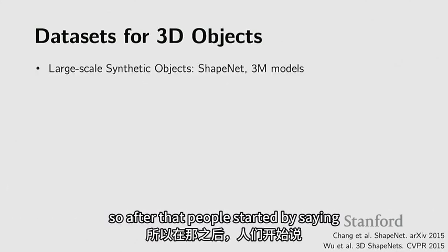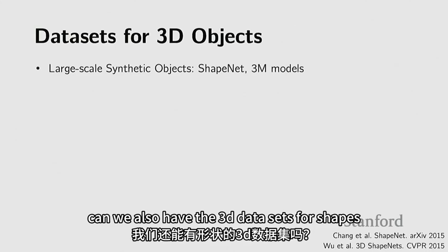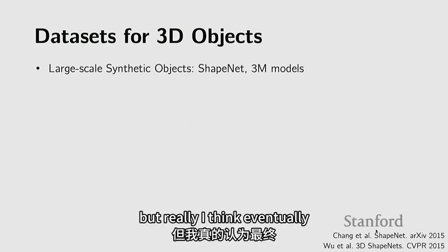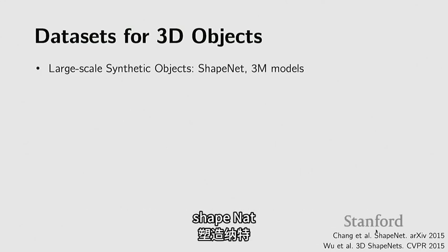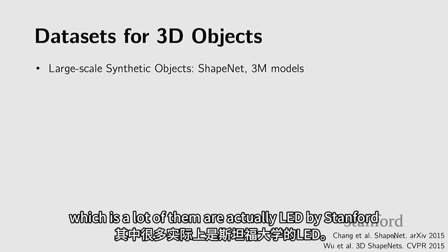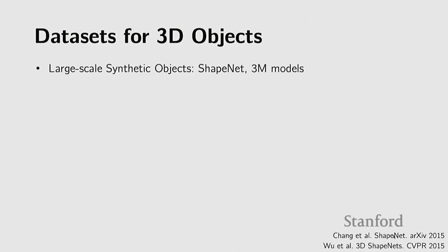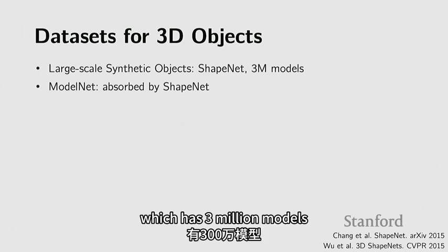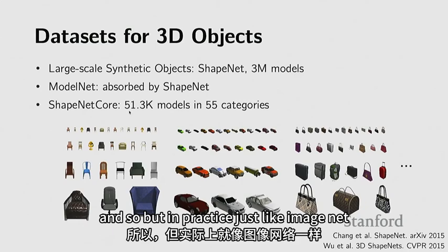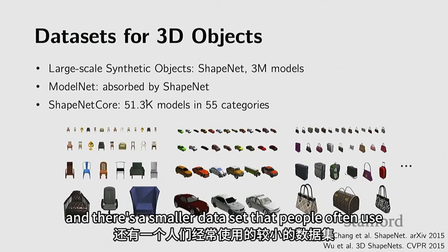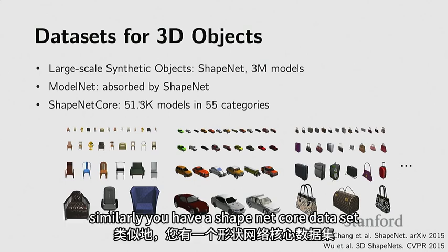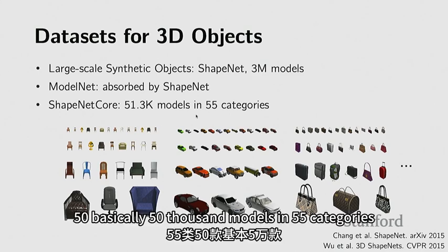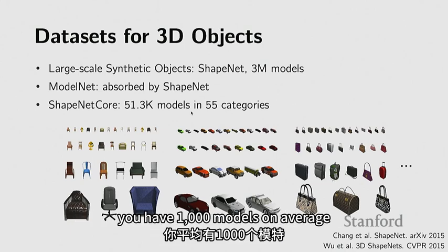After that, people started saying, if we have ImageNet, can we also have 3D datasets for shapes? There were a few concurrent efforts, but eventually they consolidated into ShapeNet, a lot of it led by Stanford, by Leo Guibas and Silvio Savarese. They led this large dataset called ShapeNet, which has 3 million models. But in practice, just like ImageNet, there's a smaller dataset that people often use: ShapeNetCore, with basically 50,000 models in 55 categories. So for every category you have 1,000 models on average.